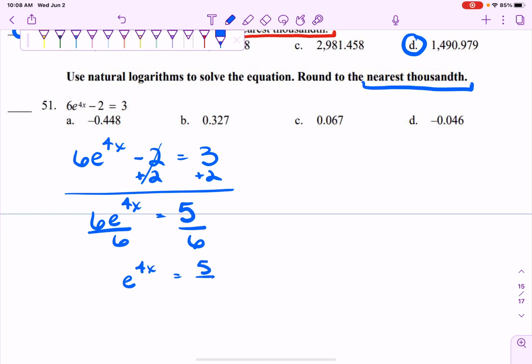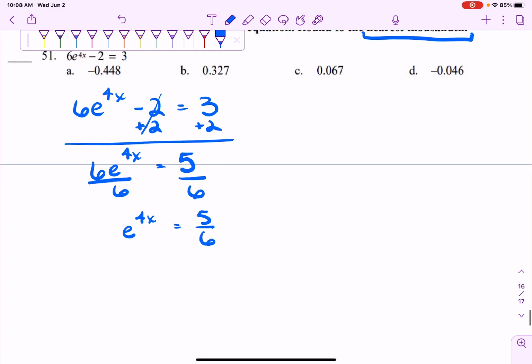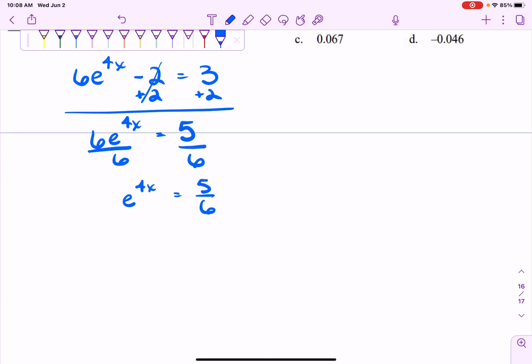And I'm just going to leave this as a fraction for right now. I'm going to be a little lazy about it. Now, once you get this part done, now I can do the log of both sides. But my base here is e, so watch what I'm going to do. I'm going to do log base e of e to the 4x.